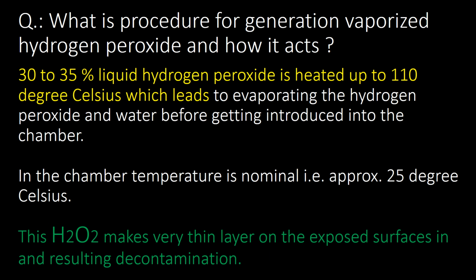What is procedure for generation of vaporized hydrogen peroxide and how it acts? 30 to 35% liquid hydrogen peroxide is heated up to 110 degrees Celsius, which leads to evaporating the hydrogen peroxide and water before getting introduced into the chamber. In the chamber, temperature is nominal, that is approximately 25 degrees Celsius. This hydrogen peroxide makes very thin layer on the exposed surfaces in the chamber and resulting in decontamination.